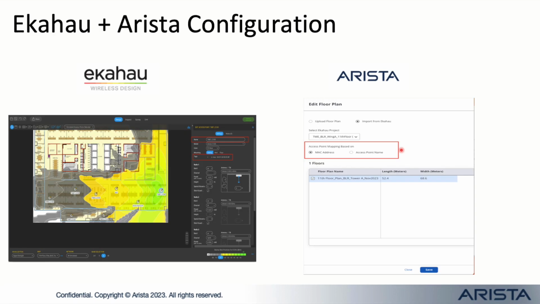On the Ekahau side, users can configure either the name or tag format to include the MAC address of the AP or both. After importing the Ekahau project on the Arista side, users can select either the MAC address or AP name under the AP mapping section.